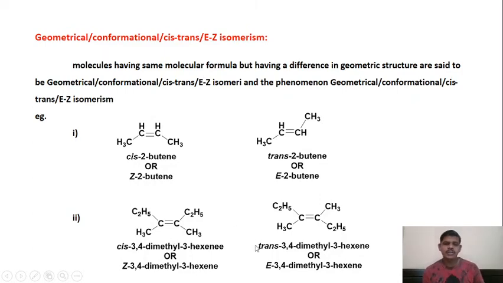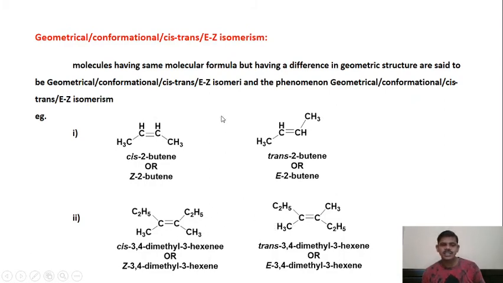So this is the example of trans-3,4-dimethyl-3-hexene, or E-3,4-dimethyl-3-hexene. E and Z: cis is Z and trans is also known as E. So these two are the examples of geometrical isomers. These are two geometrical isomers of one another, and these are also geometrical isomers of one another.